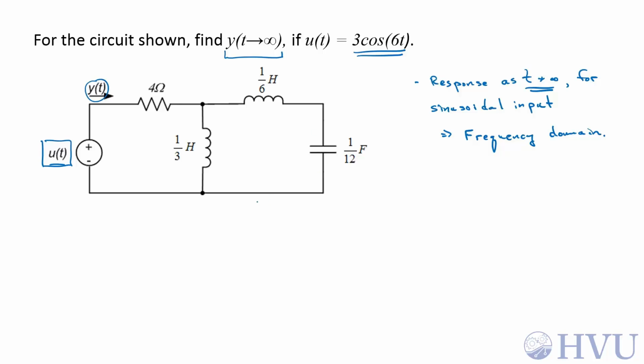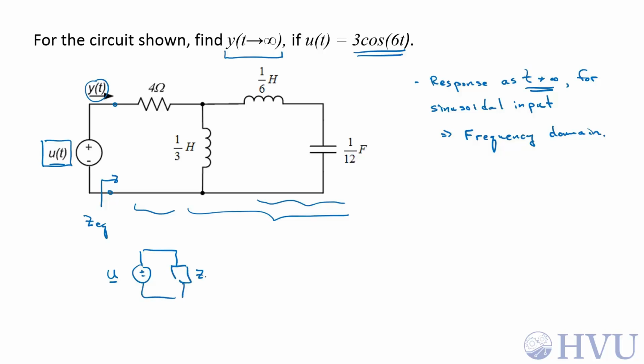Now, once we do that, we need a strategy for solving the problem. This circuit is reducible. These two are in series. Those are in parallel with this, which is in series with that 4 ohm resistor. So if we find an equivalent impedance here, seen by the source, ZEQ, then we'll have a circuit that looks like an input voltage phasor U with an equivalent impedance, ZEQ, and this current phasor Y will be U over ZEQ. That current phasor will give us the magnitude and phase of y of t.